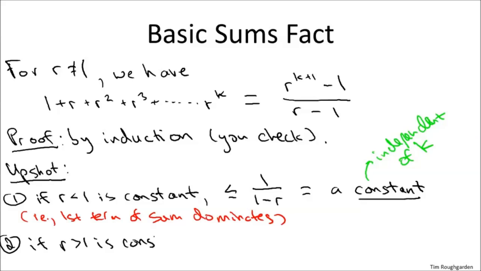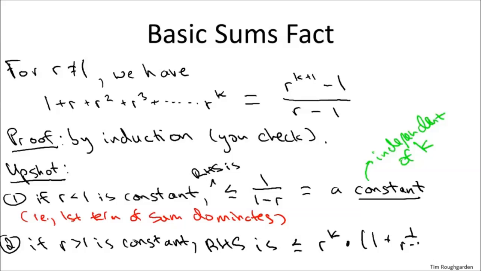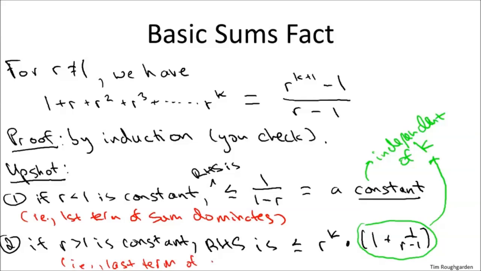A similar situation holds for the case where r is a constant bigger than 1. When r is bigger than 1, a tiny bit of algebra shows that we can upper bound the right-hand side by r to the k times something which is constant, independent of k. So again, let's interpret the second upshot in terms of a canonical value of r, namely r equals 2. Then our sum is 1 plus 2 plus 4 plus 8 plus 16, and so on. And what this is saying is that no matter how many terms we sum up, the overall sum is never going to be more than twice the largest and final term. So if we sum up to, say, 128, the sum will be 255, which is at most twice that largest term, 128. The same is true for any k. The entire sum is no more than twice the largest term.